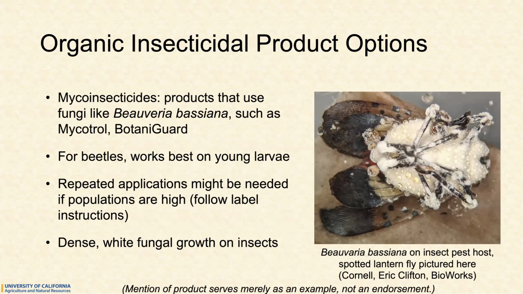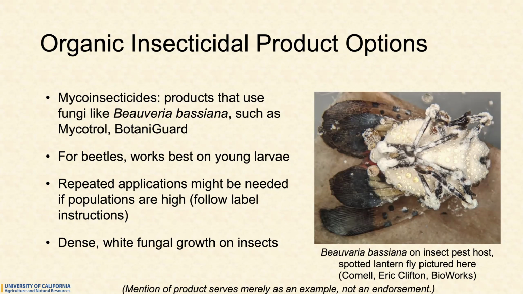In this photo on the far right, we have Beauveria bassiana on an insect pest host. Here it's spotted lanternfly, just as an example. So myco-insecticides are products that use fungi like Beauveria bassiana. And there are a lot of products out there, but some examples are Mycotrol, Botanigard. For beetles, this is going to work best on young larvae.